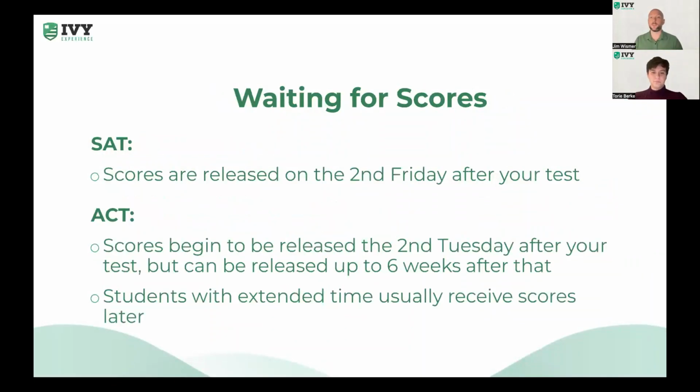Now, waiting for your scores. SAT releases scores like clockwork on the second Friday after your test. To my knowledge, they're not changing that timeline for the digital test, which is kind of crazy because they should have the scores within a couple hours after you take the test, but so be it. For the ACT, your scores will start to be released the second Tuesday after your test, but depending on your situation, they may be released much later than that. So ACT releases them over a span of time, where SAT releases them on the dot every time.